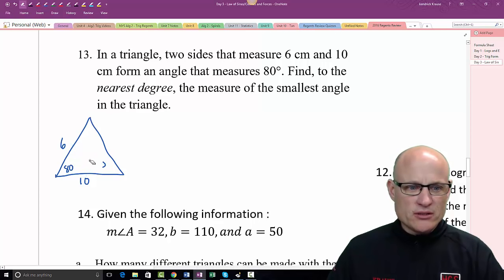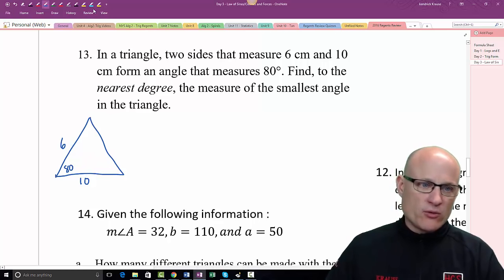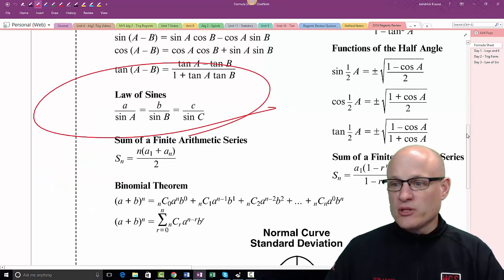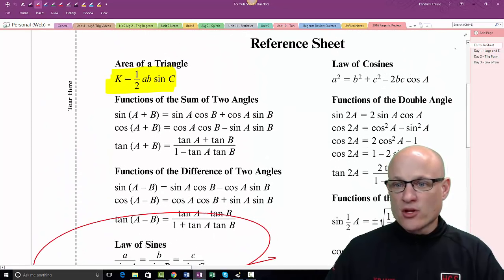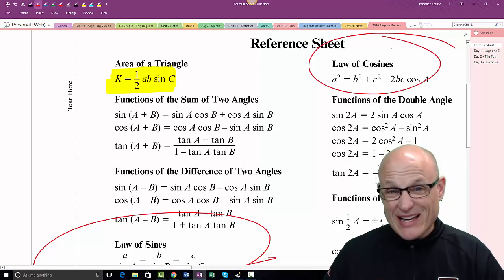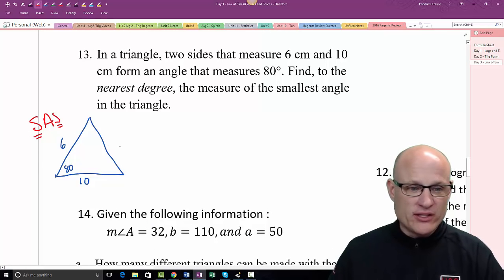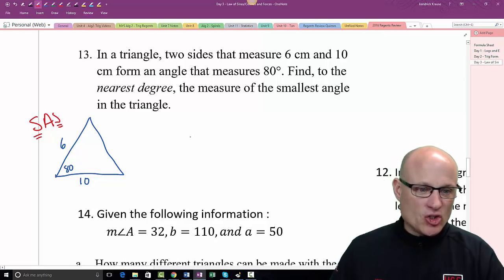So really, wait a second. Oh, I have side, angle, side. And I know if I have two sides, then I should be using the law of cosines. Two sides, law of cosines. Okay, that's not a problem. The law of cosines is easy. I need to find an angle.